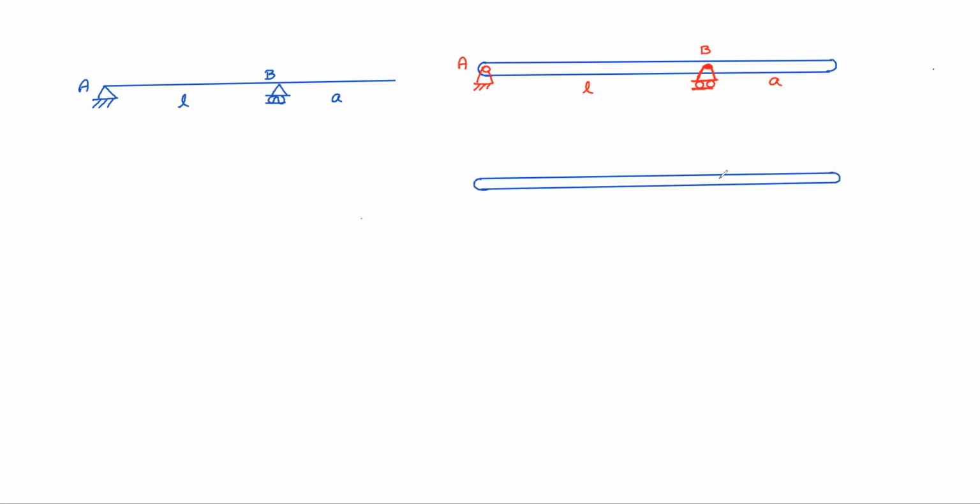I will keep this support as it is. It is a hinge kind of thing here. Of course, here, roller, whatever. Okay, like this, and I removed support at A. So this is span L, and this is A.